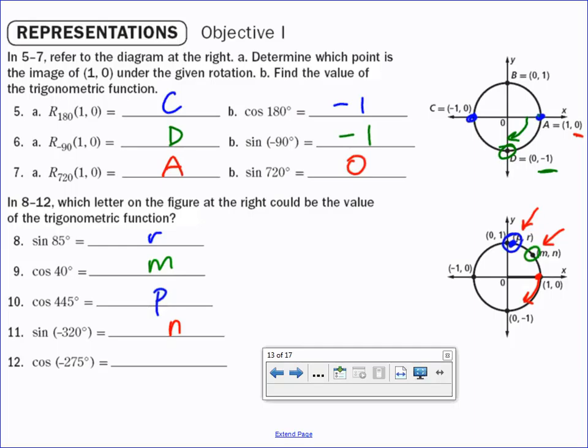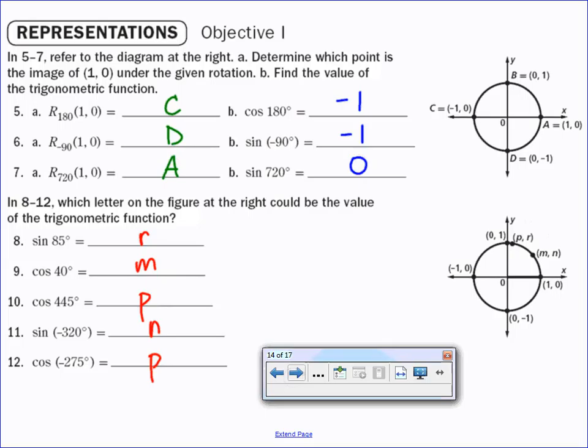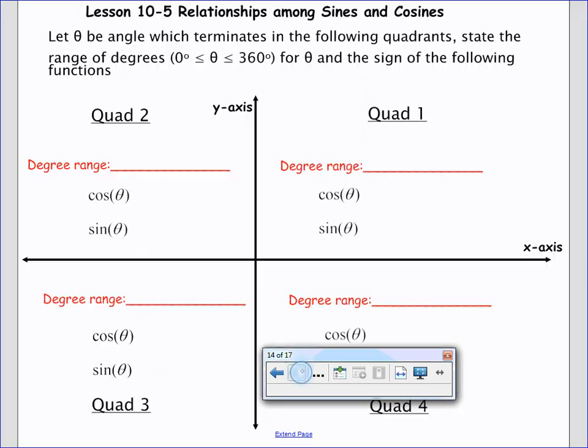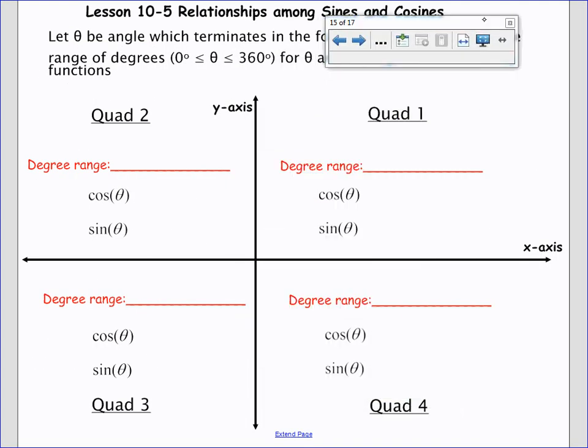The R. Is cosine the x or the y coordinate? The x coordinate, so that would be P or R? Oh, P. Awesome job. Let's go ahead and check. So it looks like we've got C, D, A, -1, -1, 0, R, M, P, and P.